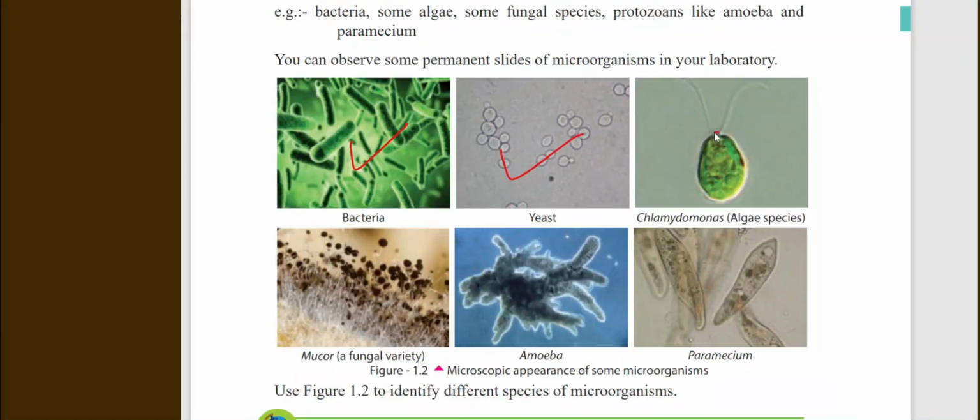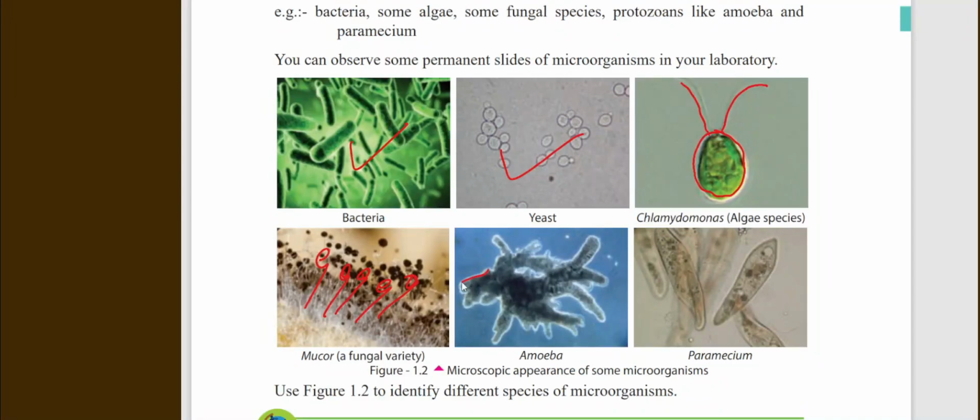And the chlamydomonas, this is green in color. You cannot observe green in color in your paper given, but you can see the two, not antennas, we call them flagella. Yeah, flagella. This is basically mucor. The general idea is fungus. Fungus singular, fungi plural.